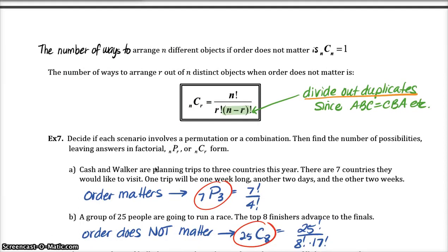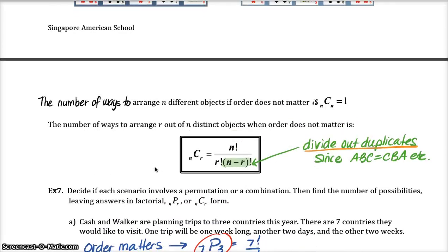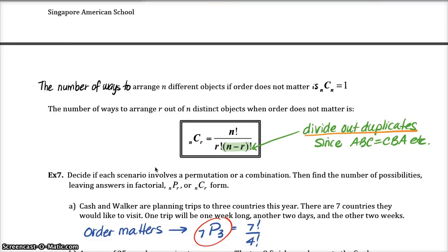One of the things that students might struggle with is deciding, is this a permutation or a combination when they're reading through scenarios? So exercise 7 is just to help you decide if this is a permutation or a combination. I'm only going to show you 7a. We'll do that together, and then you should pause and try B, C, D, and E on your own.